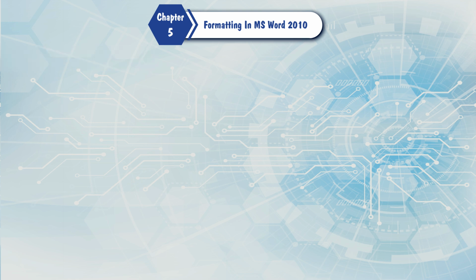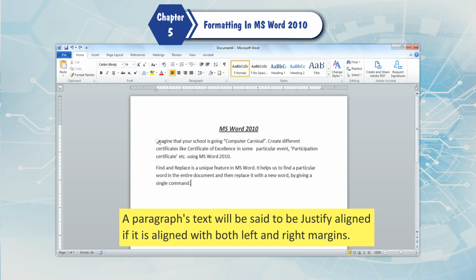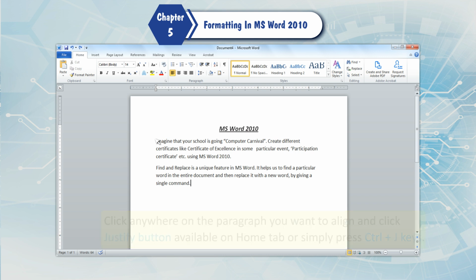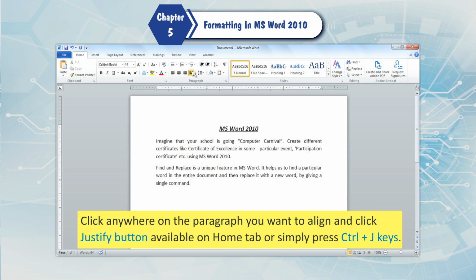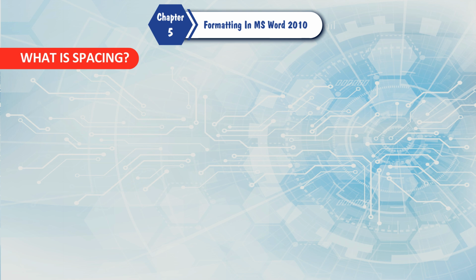Justify aligned text. A paragraph's text will be said to be justify aligned if it is aligned with both left and right margins. Click anywhere on the paragraph you want to align and click the Justify button available on the Home tab, or simply press Ctrl+J keys.